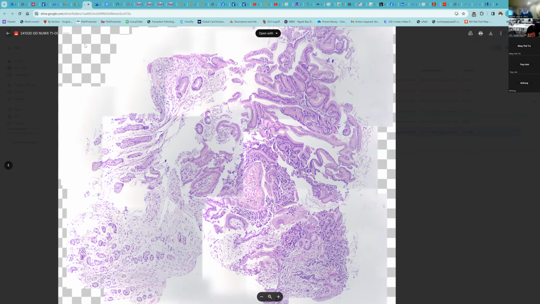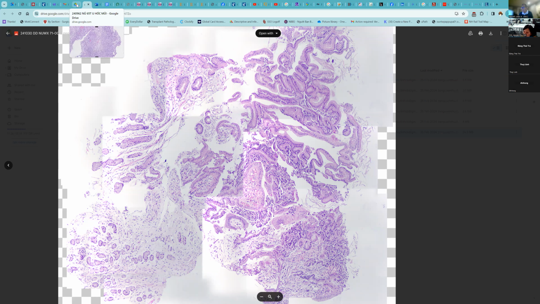Any questions or comments anyone has about that case? Yeah, as you said, in a hyperplastic polyp, we will need to see inflammatory cells in the stroma, without them.